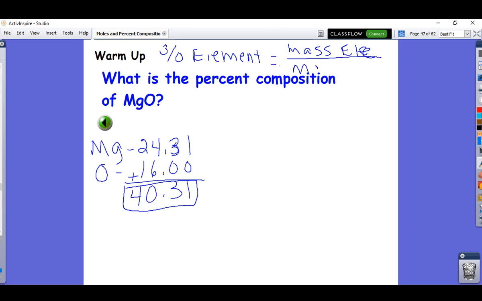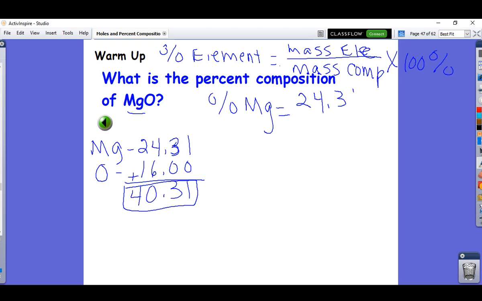And the mass of your compound on the bottom, times 100. All right, so let's find magnesium first. So I want to know the percent of magnesium. So magnesium is 24.31. That's the mass of just the magnesium. And then the mass of your compound is what we calculated, 40.31. And then we're going to multiply that by 100.